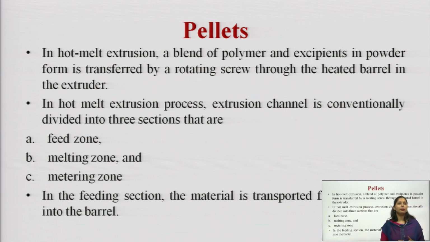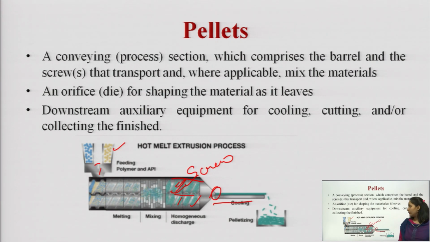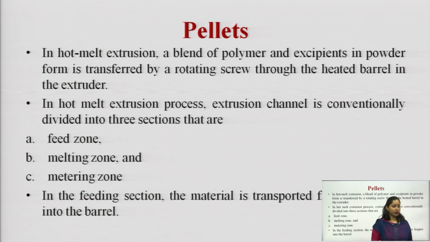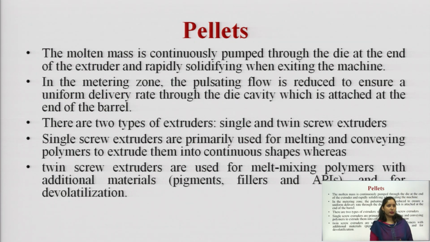In hot melt extrusion, a blend of polymer and excipient in powder form is transferred by a rotating screw through the heated barrel in the extruder. In the hot melt extrusion process, the extruder channel is conventionally divided into 3 sections: feed zone, melting zone, metering zone. So, if we look here, the feed zone, then the melting zone, then here is the metering zone. In the feeding section, the material is transported from the hopper into the barrel. The molten mass is continuously pumped through the die at the end of the extruder and rapidly solidifies when exiting the machine. In the metering zone, the pulsating flow is reduced to ensure a uniform delivery rate through the die cavity, which is attached at the end of the barrel.